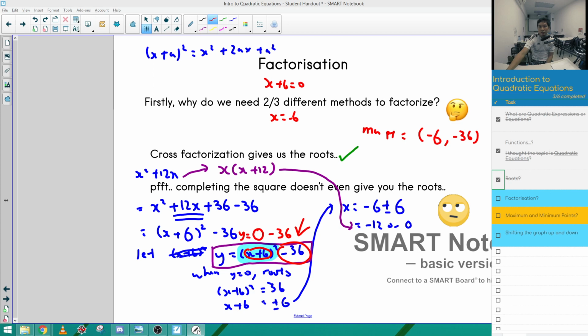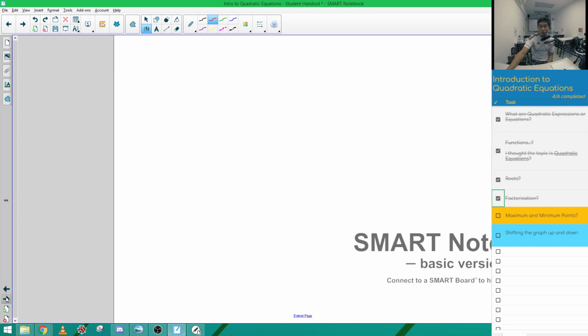Okay, so I'm going to wrap up factorization, and I'm going to explain to you why we are so interested in maximum and minimum points. And we have an empty page here just to show you why. Now the purpose of learning mathematics is so that we can solve questions in real life, right? And when we do that, we call it modeling. Using mathematics to model real life situations. So we are going to use quadratic equations to model real life situations.